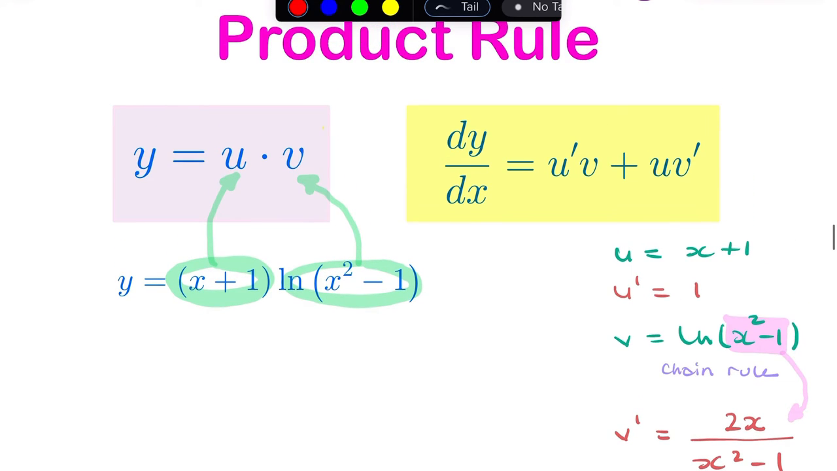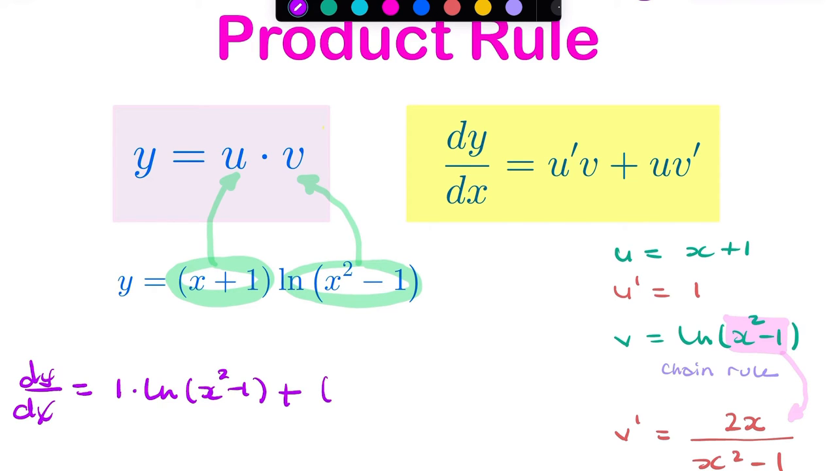So now that we have all these, we can put it into the product rule and say dy by dx equals u dash v, so that's 1 multiplied by ln x squared minus 1, plus uv dash, so that's x plus 1 multiplied by 2x over x squared minus 1.